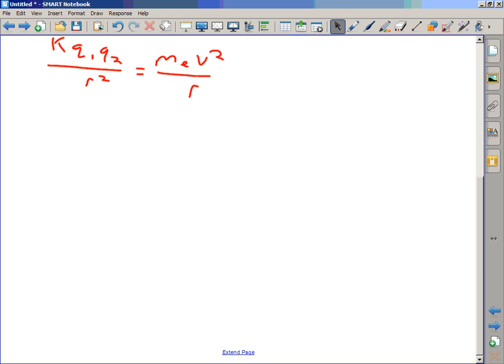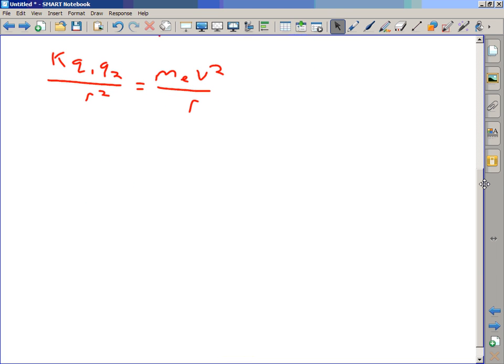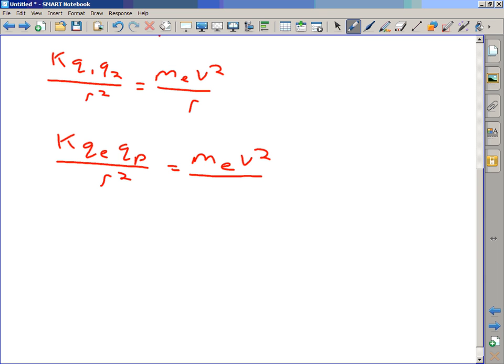Do y'all want me to work this through with numbers, or with variables? Variables. Sure, let's do variables. We'll do variables: k, charge of electron, charge of proton over R squared equals mass of electron, velocity squared over radius.